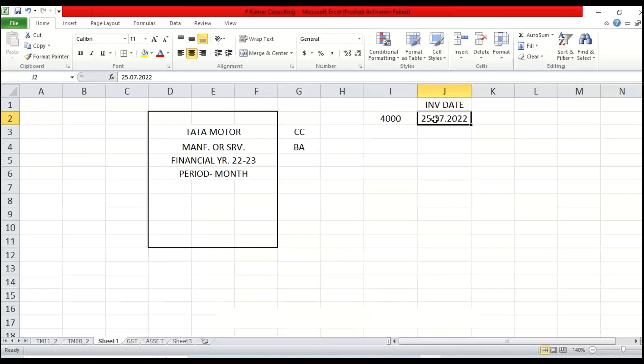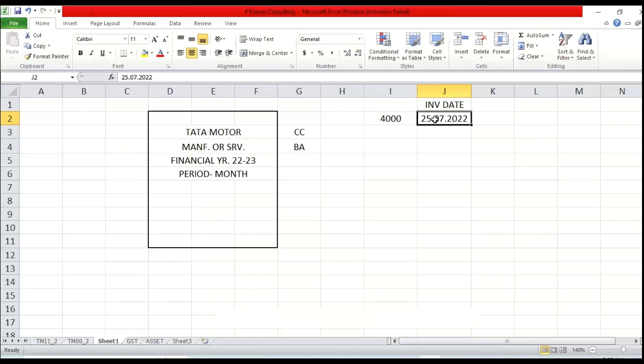From the reception counter, the receptionist is going to distribute all these couriers to the respective departments. So whatever invoices were received will be handed over to the accounts and finance department, guys, because they belong to those people.